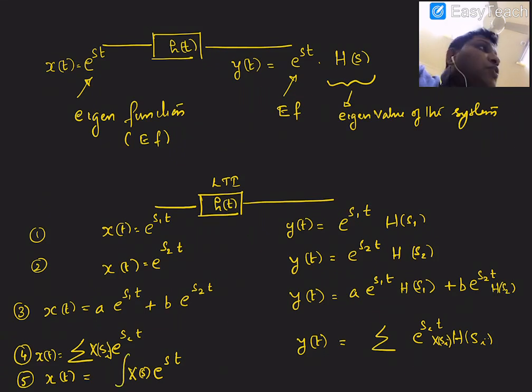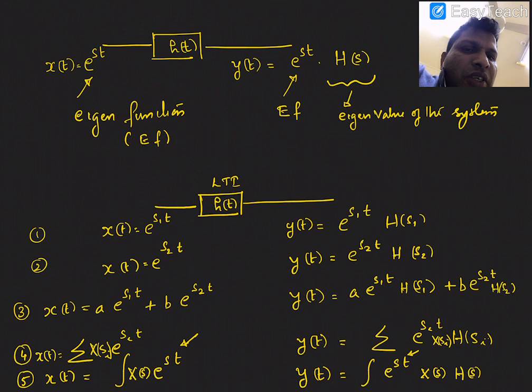Instead of summation, I am using integration. That means I am combining all e power st, and the coefficient is x of s. Then what will be the output? Instead of the summation, I have the integration. Then e power st will be reflected, because I am giving the input as e power st, so this will be reflected here, into x of s, into h of s.